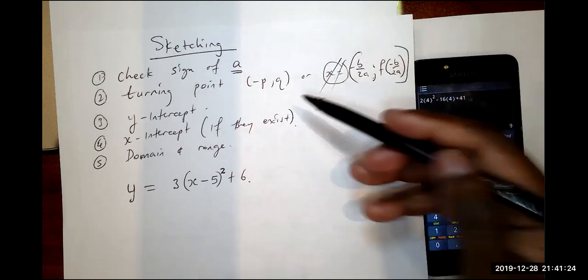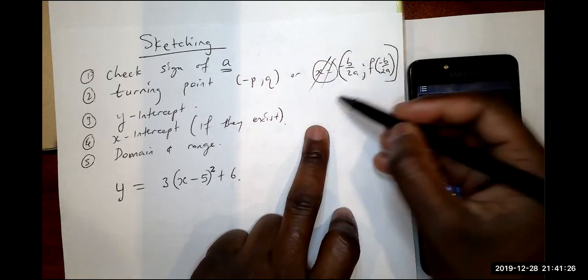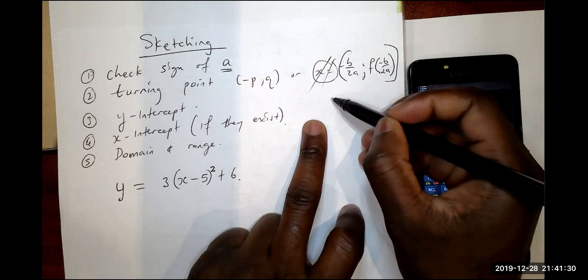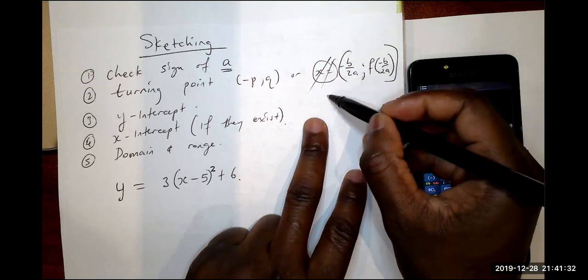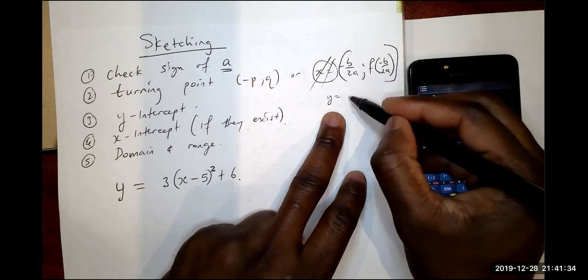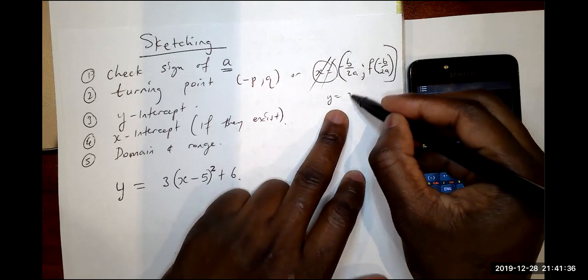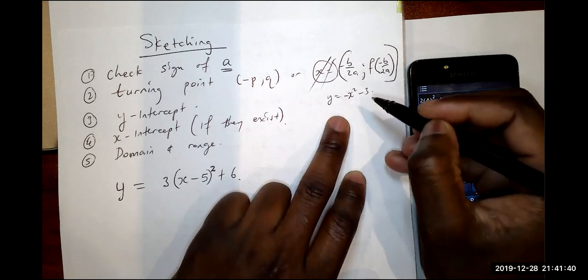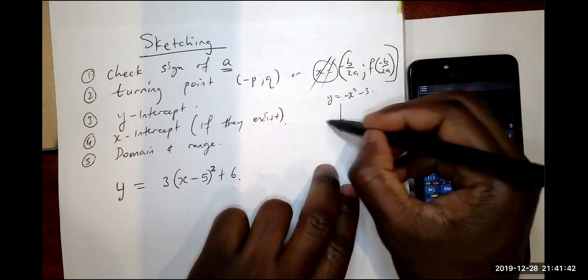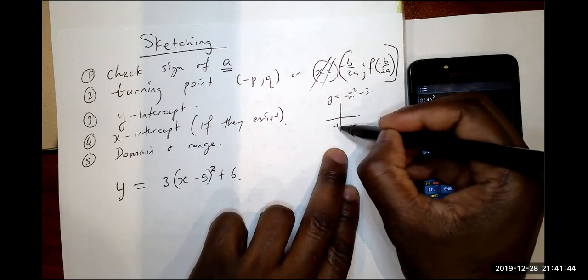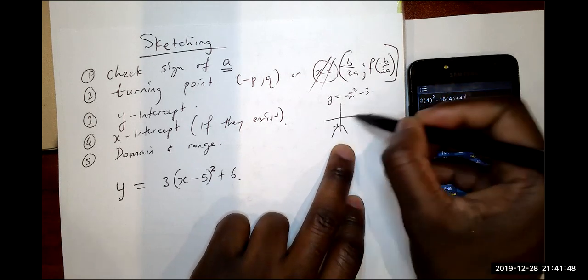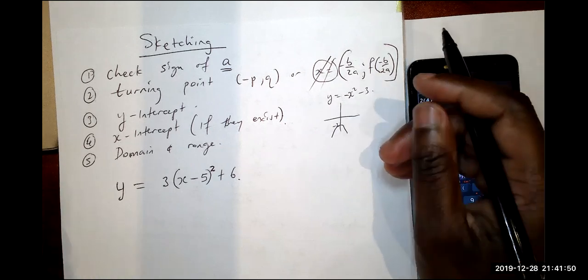All right, let me just show you here where it doesn't cut the x-axis. Let's say a is less than 0. Let's say the graph of y equals minus x squared minus 3. What we have there is a graph that we move 3 units down, and it's facing down, so it will never touch the x-axis. So in this case, there won't be values for the x-axis.